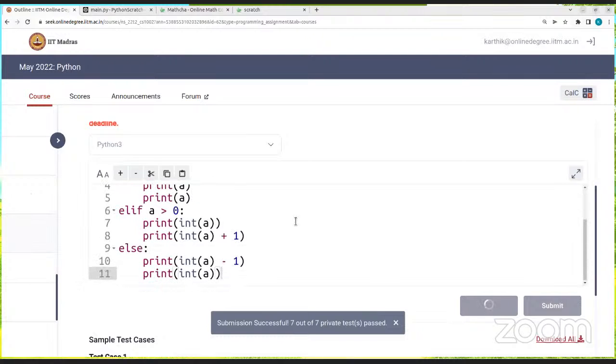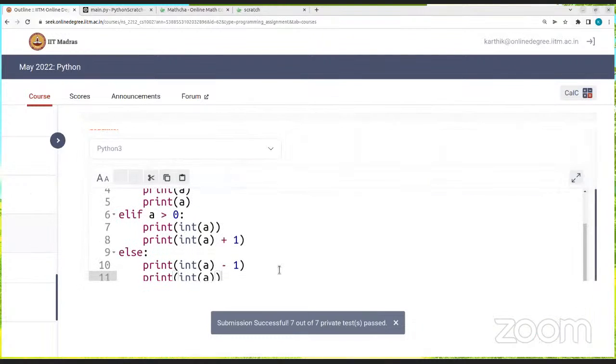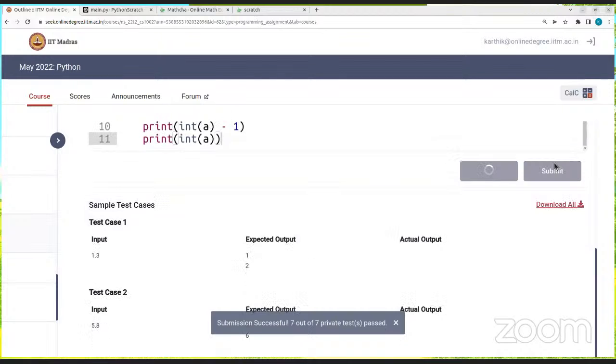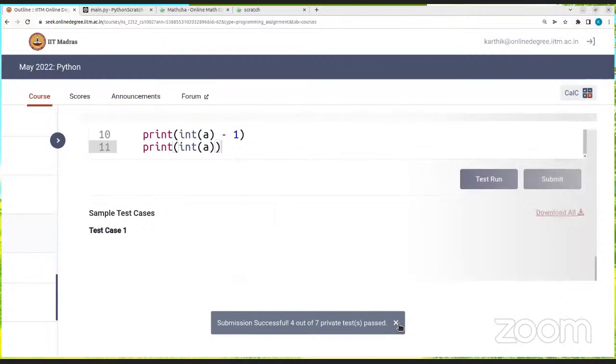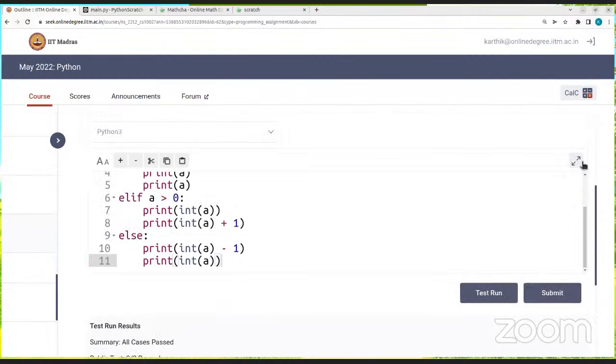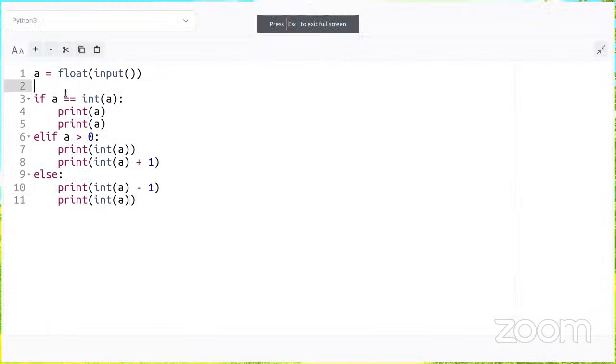Sir, can I share my code? Just one second, we'll see if this works fine. Oh no, 4 out of 7. We have made a mistake. So where have we gone wrong? Once again, we'll debug this. I want to know where we have gone wrong here.